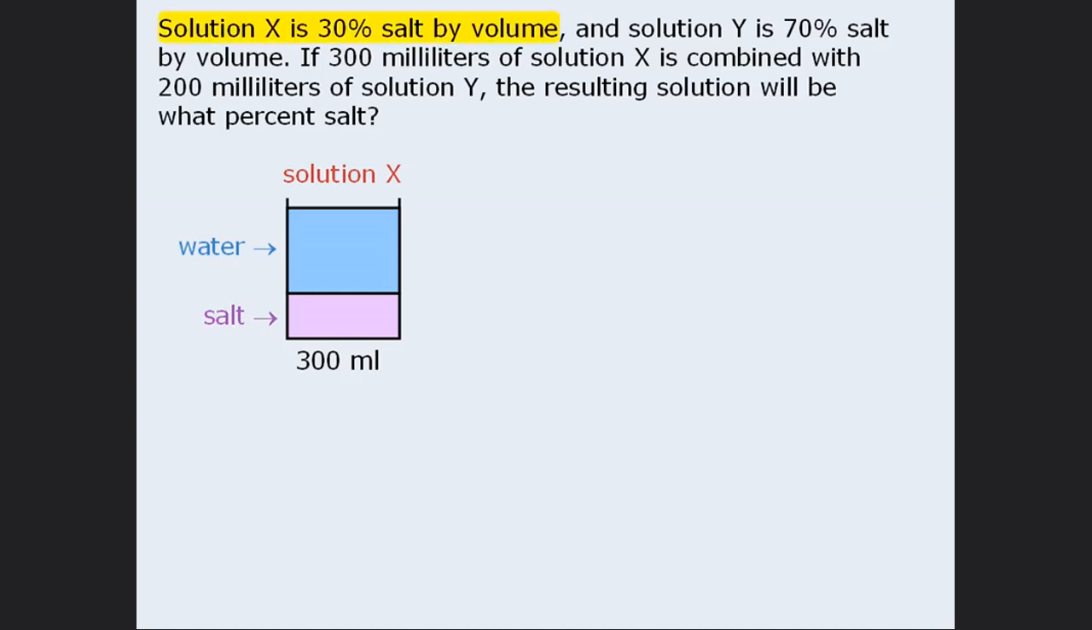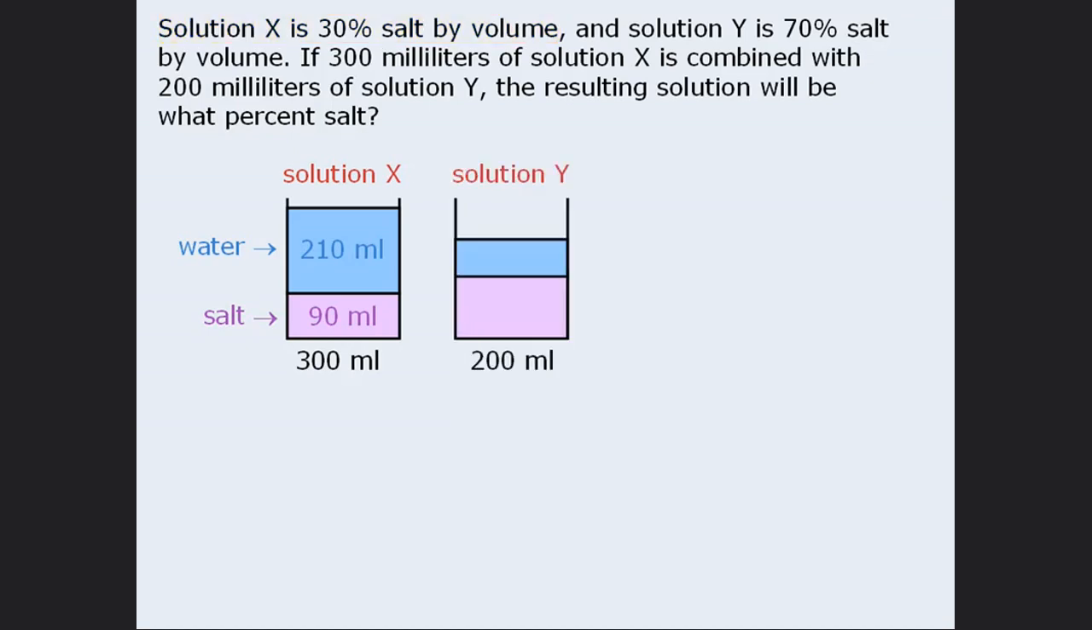Now the question tells us that solution X is 30% salt by volume. So if there is 300 milliliters of solution X, and 30% of 300 is 90, then we know that there is 90 milliliters of salt in the solution. This means the remaining 210 milliliters of the solution must be water.